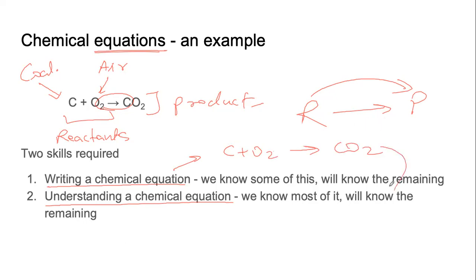Second, if you are given this equation, then you should be able to tell me what is happening. You should be able to tell me C is carbon, O2 is a molecule of oxygen, carbon is reacting with oxygen to form a molecule of carbon dioxide. This is what is meant by understanding a chemical equation. These are the two skills that we must have for this chapter.